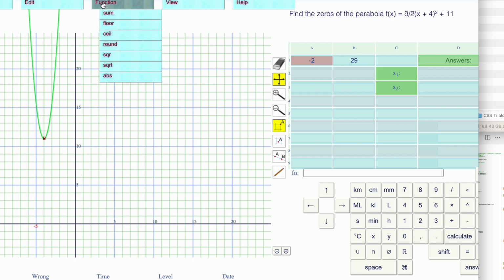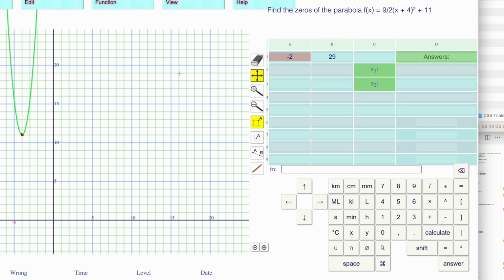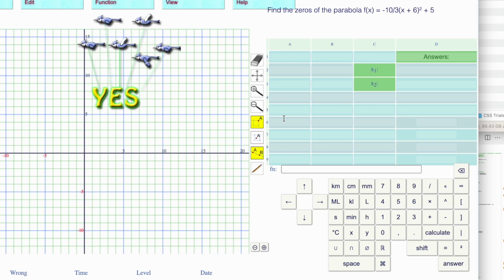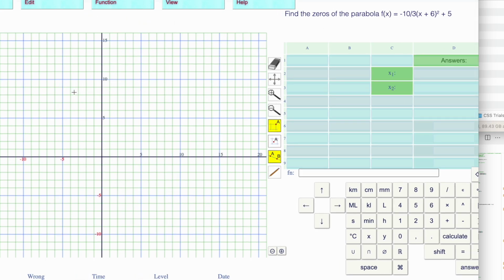You don't have to draw the whole parabola. All you have to do is figure out where the vertex is. Is it opening up? Is it opening down? If it's above the x-axis and it's opening up, you don't have any zeros. But if it's above the x-axis and it's opening down, then you're in luck. This one is above the x-axis and it's opening down, so we're going to have a pair of zeros. The vertex is (-6, 5), but it's opening down because the a is negative.